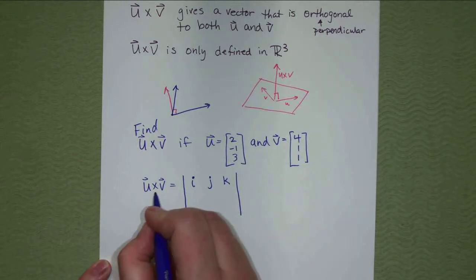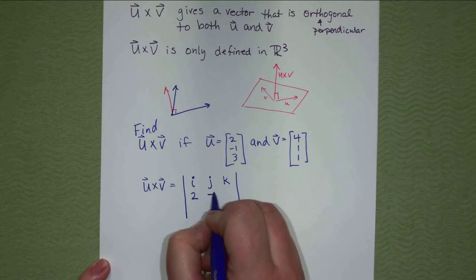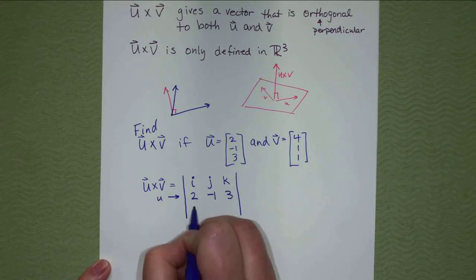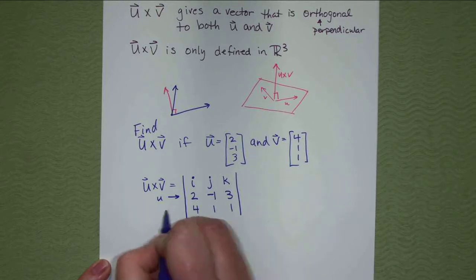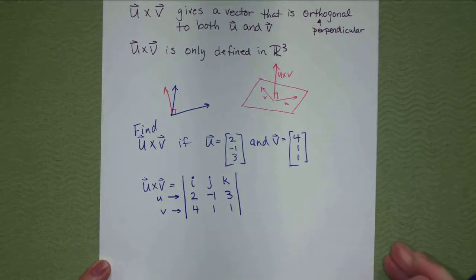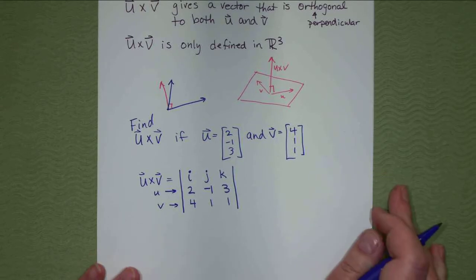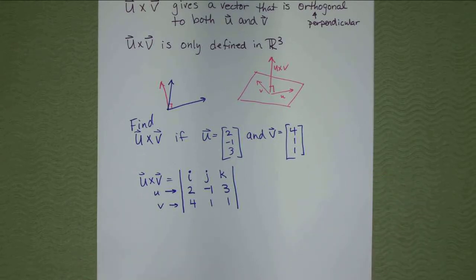So you need to write U first, which goes this way. So you put U in here, and then you put V in here. Okay, do you see it? And there's going to be some crossing going on. So the method is this.